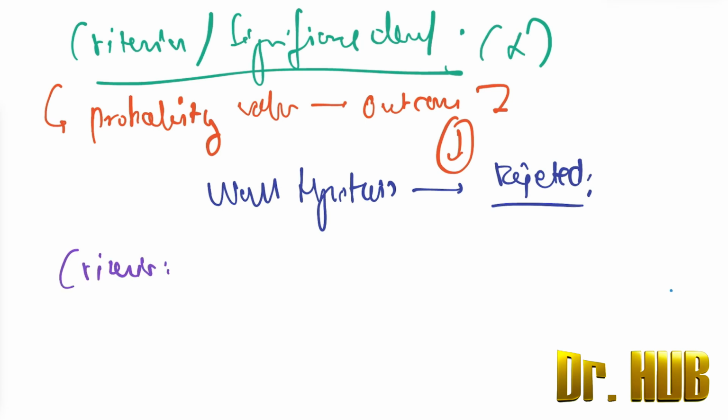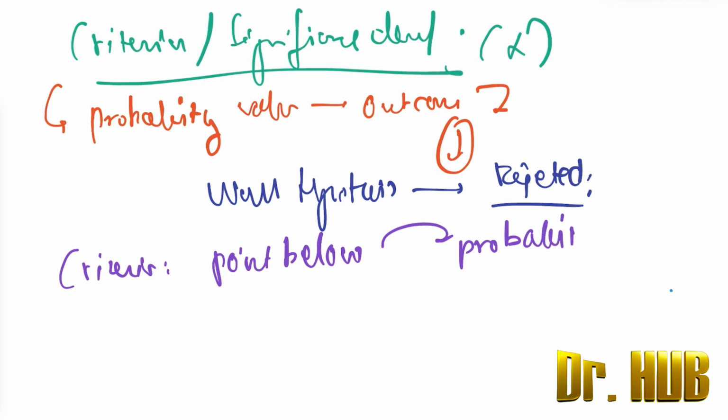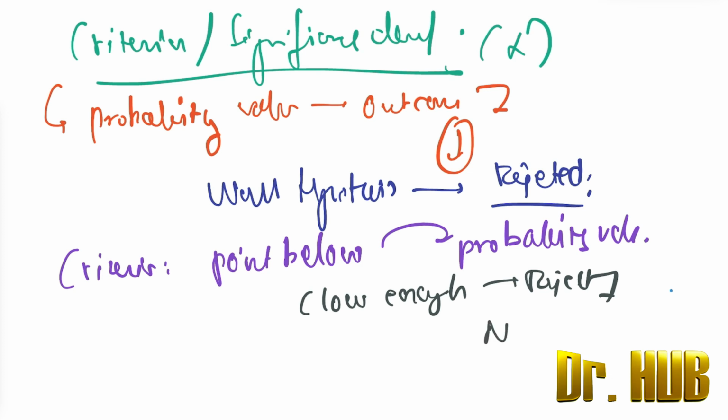So the criterion is a point below which we would define the probability value as being low enough to reject the null hypothesis.